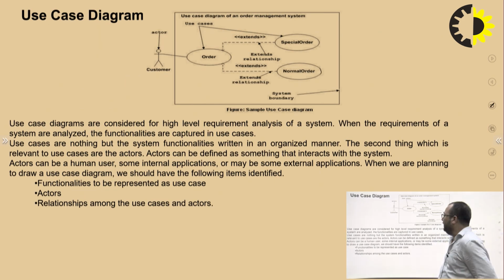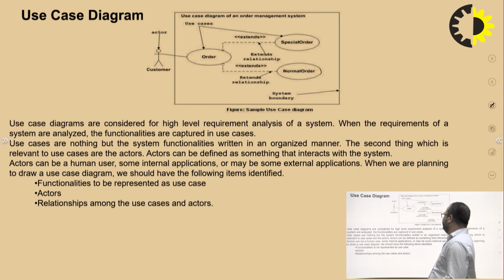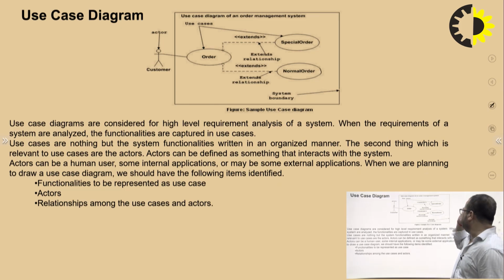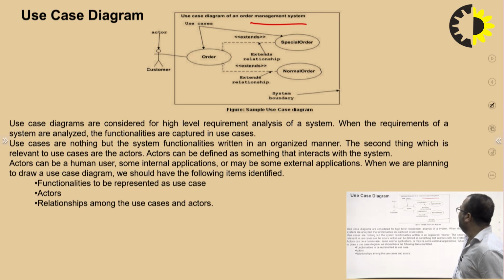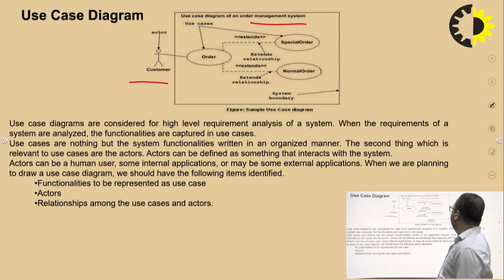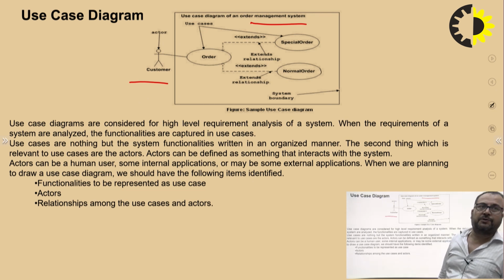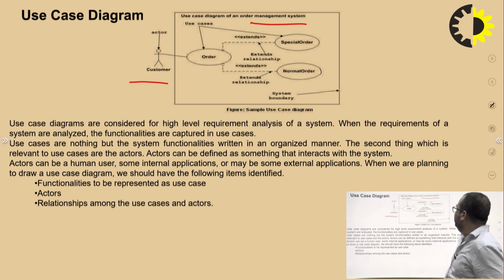Okay. Next one is the use case diagram. Use case diagrams are considered for high level requirement analysis of a system. When the requirements of a system are analyzed, the functionalities are captured in use cases. Okay. So for the order management system, we have a customer which is treated as an actor, and all those requirements like order, special order or normal order, these are all the use cases. This is the actor, and order, special order, or even normal order, they are all use cases. In use cases, it is represented with these symbols, I mean these notations.